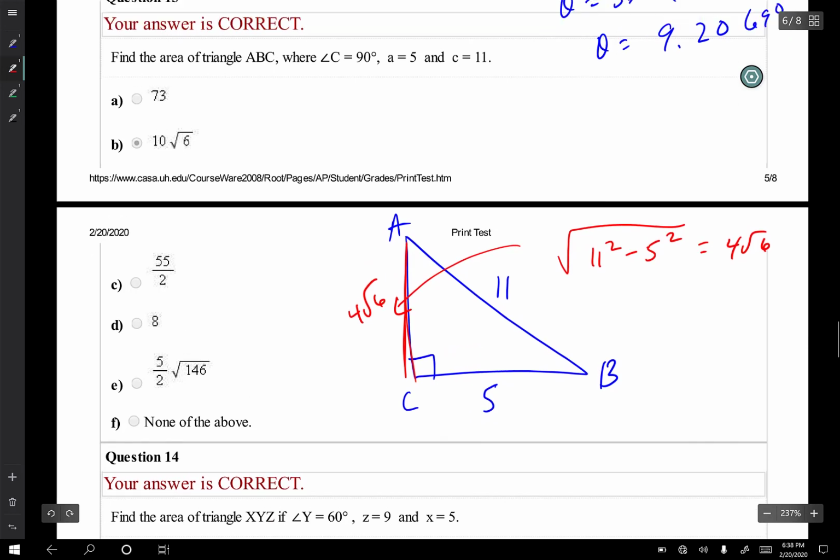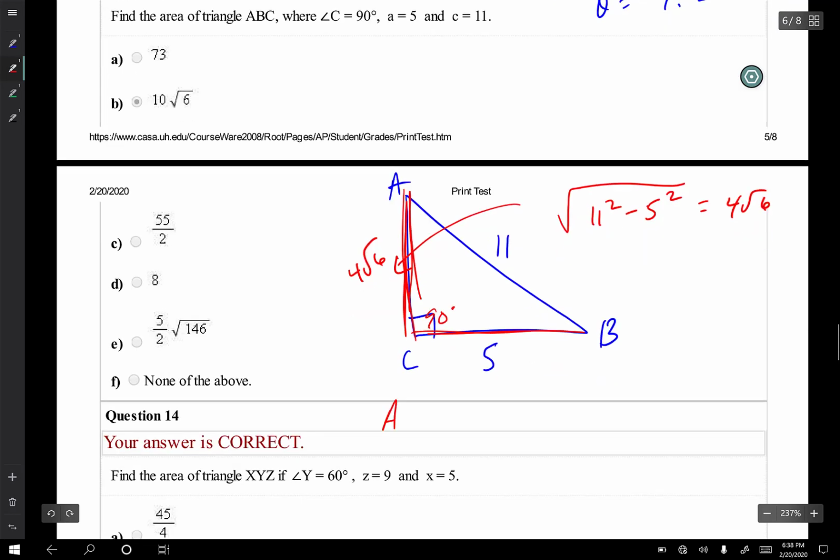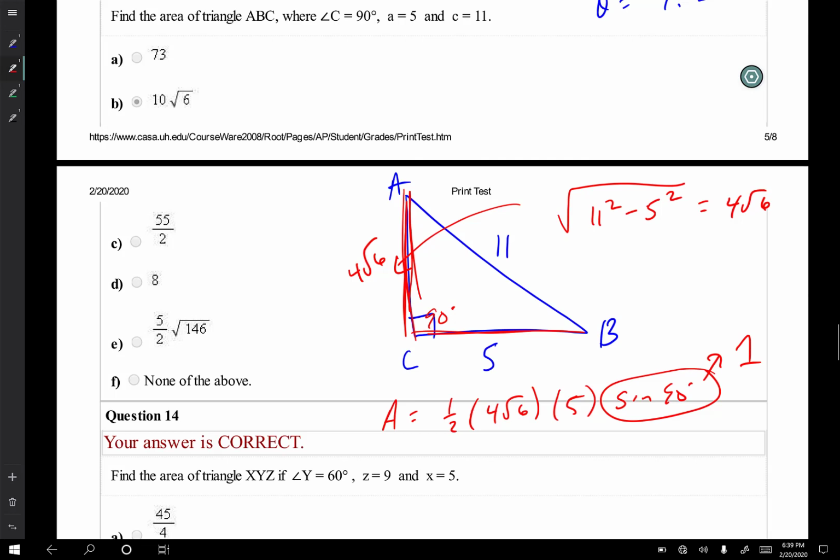Now that we know that's 4 square root of 6, we have this side, and we know this is 90 degrees. That's all you need, guys. Area is 1/2 times 4 square root of 6 times 5 times sine 90. Sine 90 is just 1, so no surprise, 1/2 base times height. If your base is this, and that's perpendicular to your base, so that's your height. It looks pretty much the same. 2 goes into 4 twice, so you have 2 square root of 6 times 5. 2 times 5 is 10, so 10 square root of 6, and there it is.